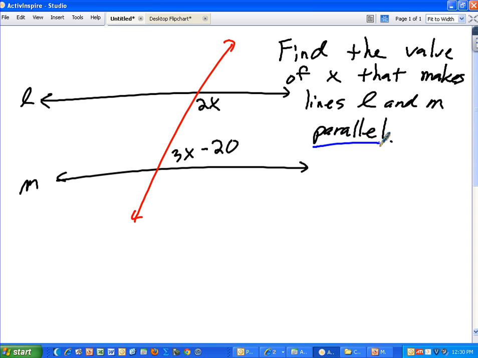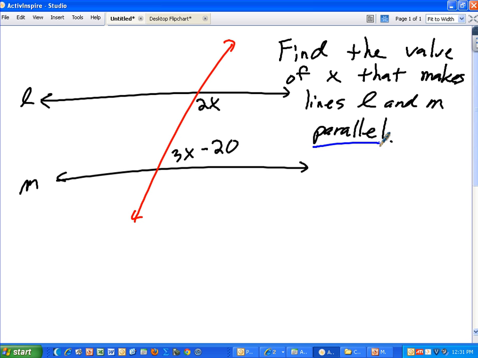Now, how does the converse of that one go? The consecutive interior angle theorem says if two parallel lines are cut by a transversal, then consecutive interior angles are supplementary. How would I do the converse of that one? How do I flip that around? If the consecutive interior angles are supplementary, then what must be true? The lines are parallel, right? Either one of those really would be okay here. We call that the consecutive interior angle converse, because that's the backwards version. Either one of those would work.